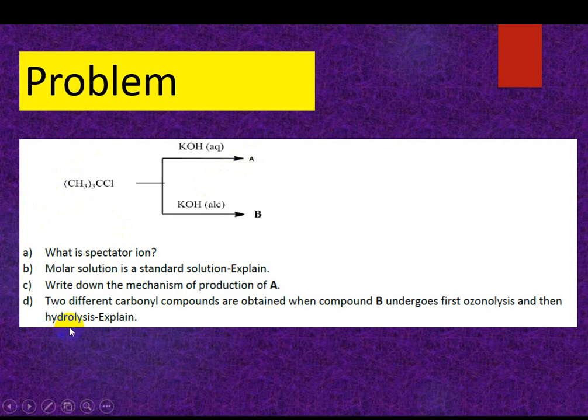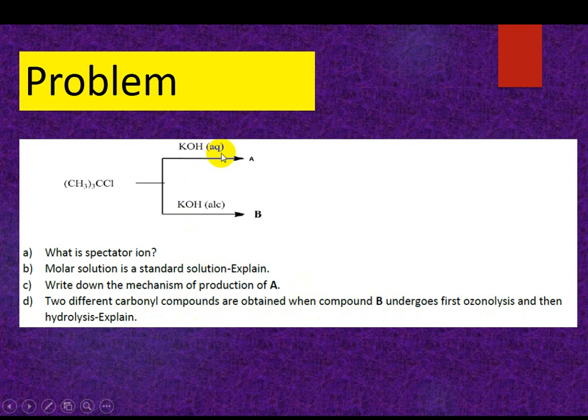Okay, then the second question is: two different carbonyl compounds are obtained when compound B undergoes first ozonolysis and then hydrolysis.